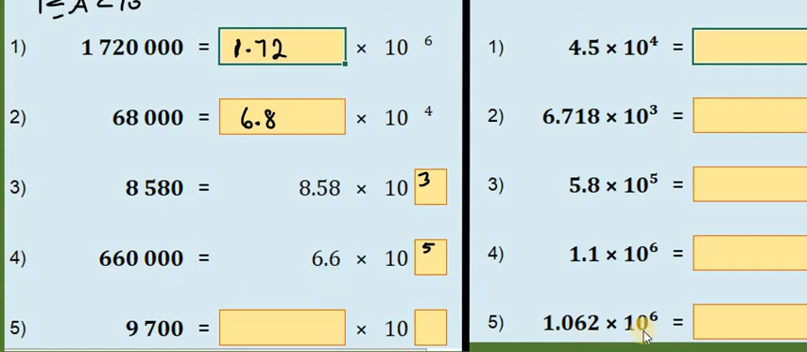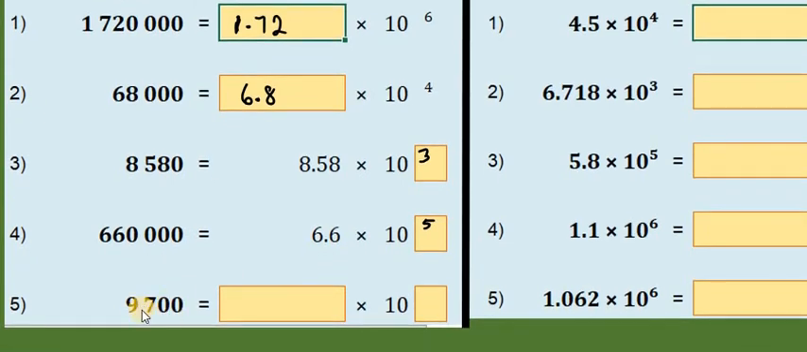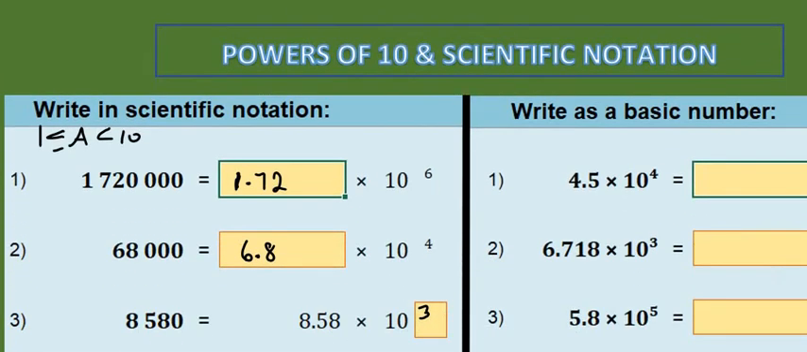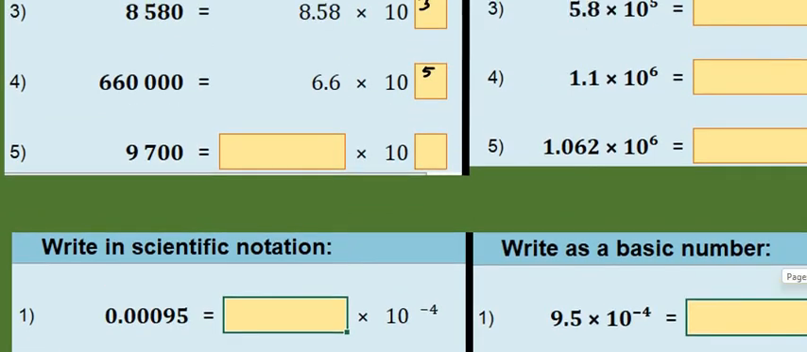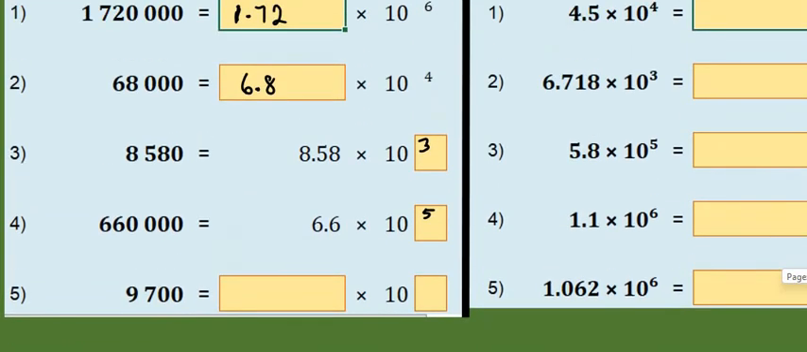Alright, so let's look at the next one. 9,700 can be written as what times 10 to what power? Well, please place your answer in the comment section and label this one as G, part G. Alright, G, so you're going to label it G5.